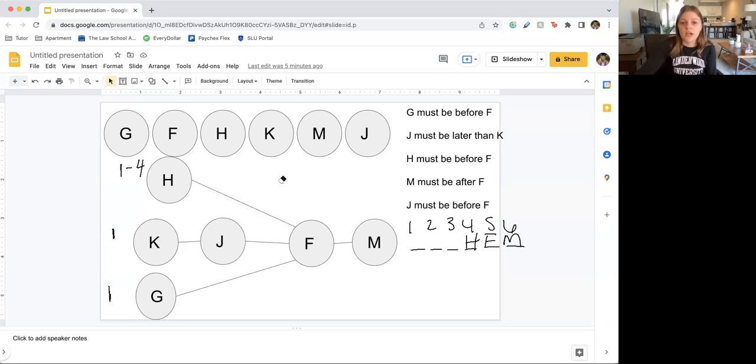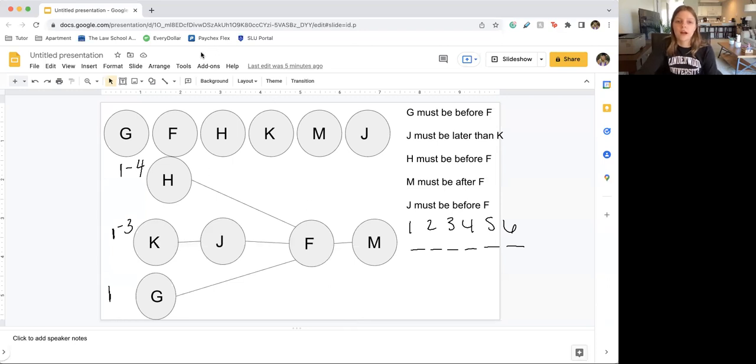I'm going to figure out K. I'm going to follow my line. I have J after it, F after it, M after it, and nothing else because nothing comes after M. So I have to have 3 after K for sure. That means the latest it could go is 3, because that gives me 3 spaces to fill in J, F, and M. So K has a range of 1 through 3.